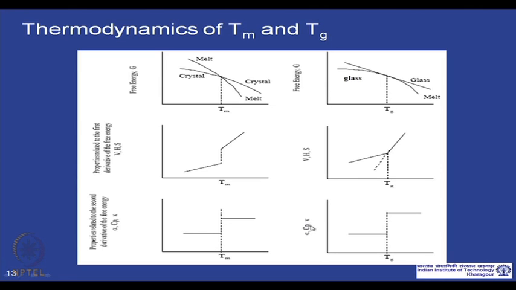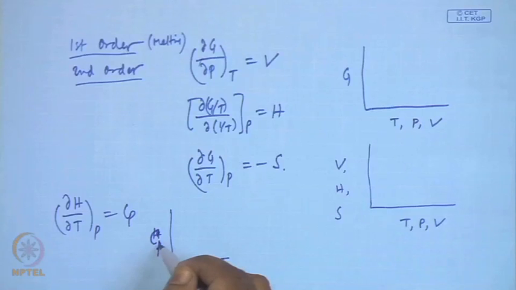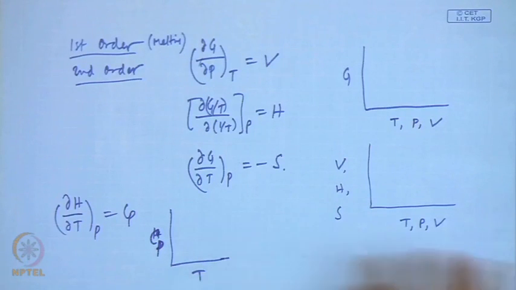Like Cp. So this is Cp. Cp versus T would be a discontinuous function, because this is the second derivative of G and these are the first derivative of G.